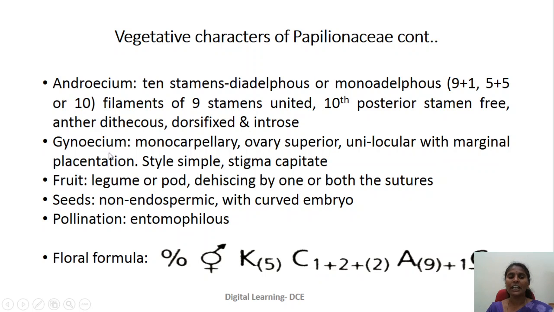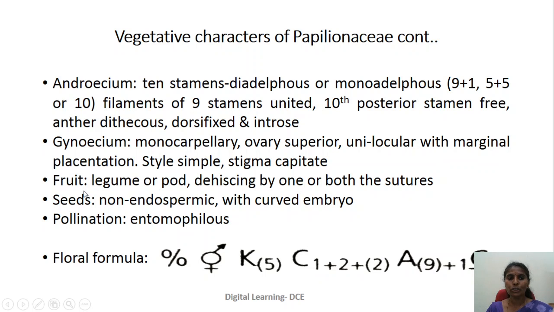Then coming to the gynoecium, which is the female reproductive part of a flower, it is monocarpellary in nature. Ovary is superior. Since the flower is hypogynous, the ovary of the Papilionaceae is superior. It is provided with a single chamber, hence it is unilocular with marginal placentation. Ovules are arranged at the margin of the ovary. The style is simple and stigma is capitate.